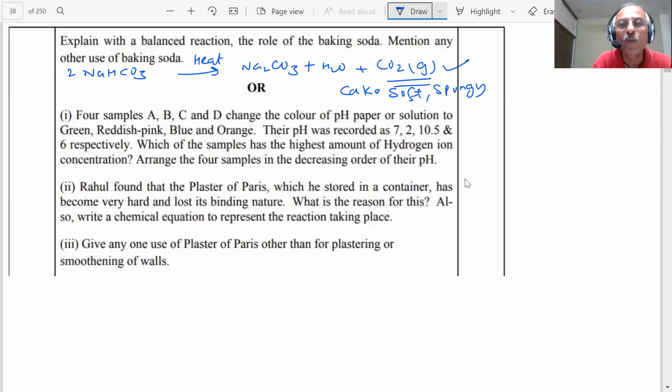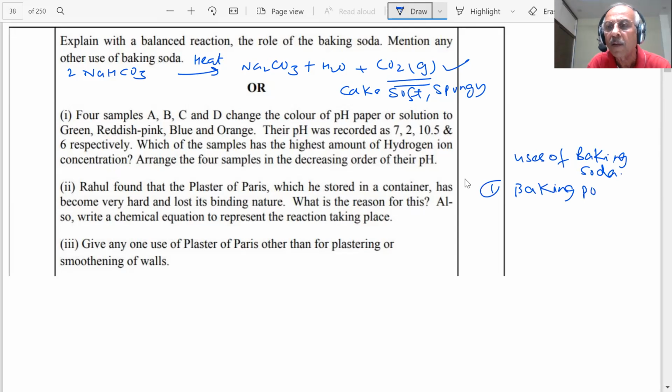Mention any other use of baking soda. What other uses are there? Uses of baking soda, students. You already know one, it is used for making baking powder, which you use in the kitchen. In the kitchen, we use baking soda for making crispy pakoras. They become crispy and soft, student. You are using it mainly in the kitchen.